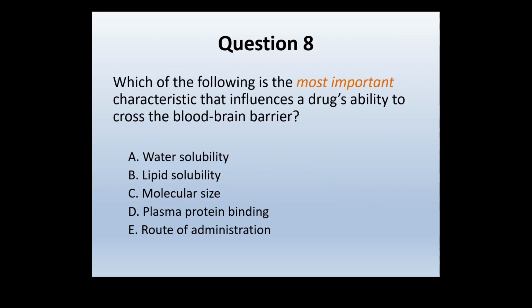Question 8 is as follows. Which of the following is the most important characteristic that influences a drug's ability to cross the blood-brain barrier? Option A, water solubility. Option B, lipid solubility. Option C, molecular size. Option D, plasma protein binding. Option E, route of administration.